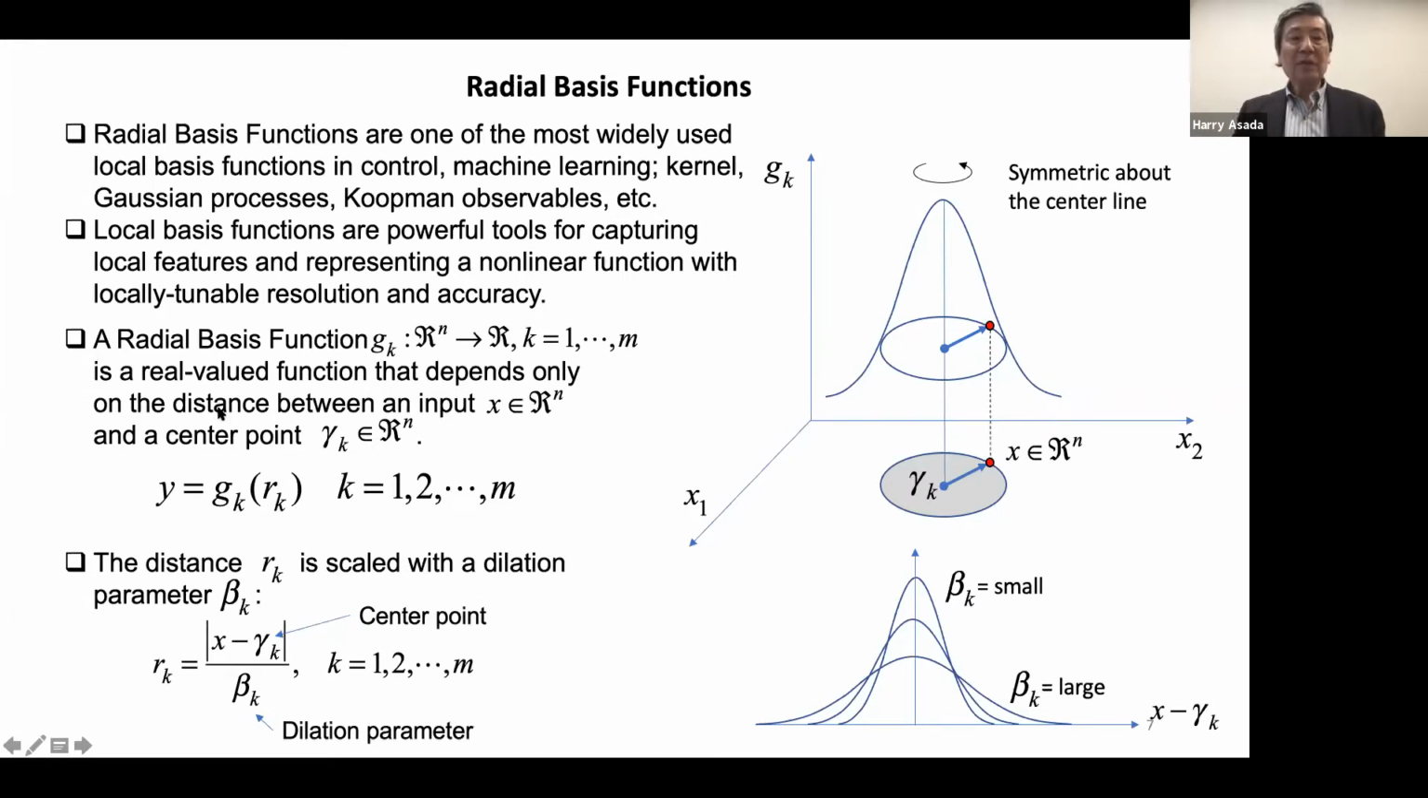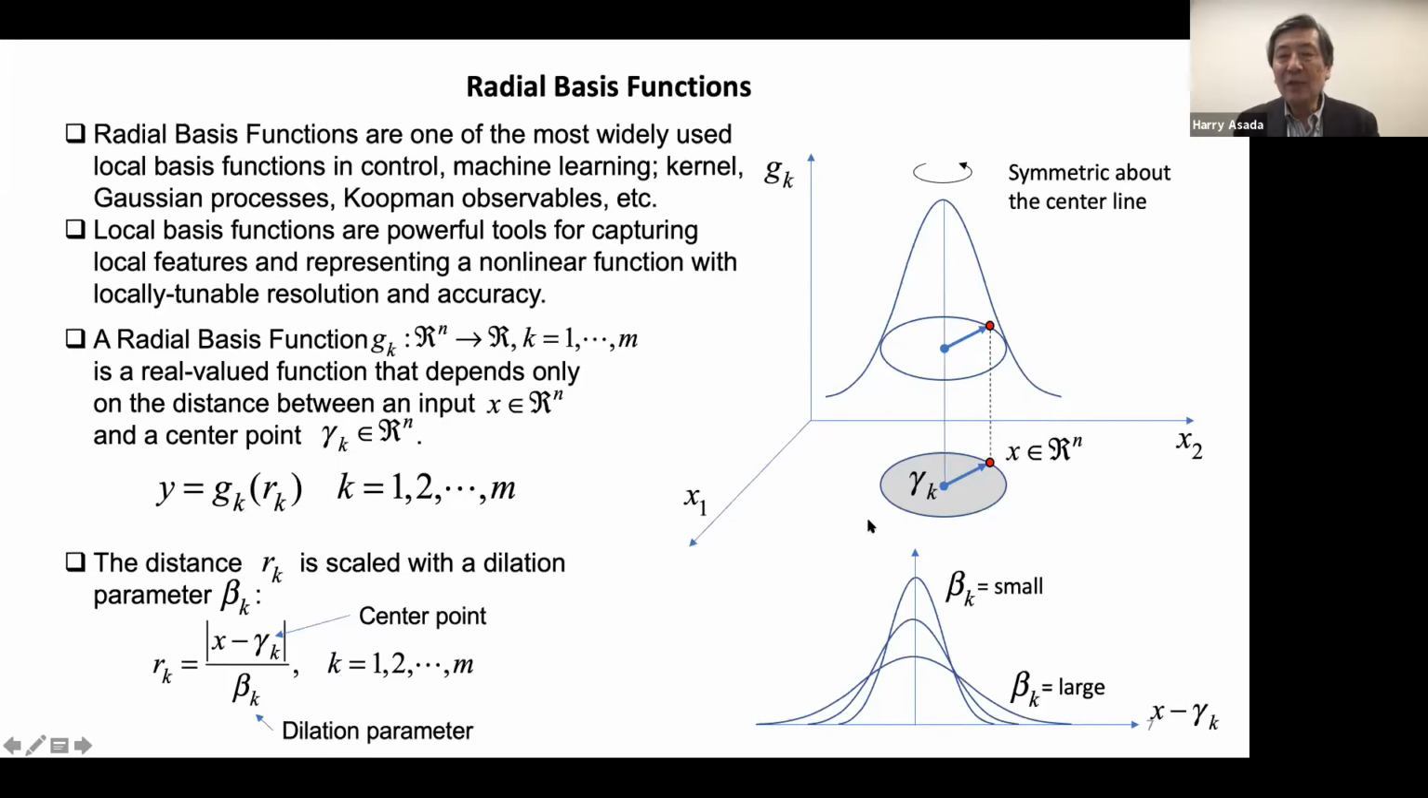Radial basis function actually includes many functions, but all of them have one particular feature: as the name says, it is symmetric about some center point. So it is a function depending only on the distance between some center point and the input point, say x. This is the n-dimensional input space.